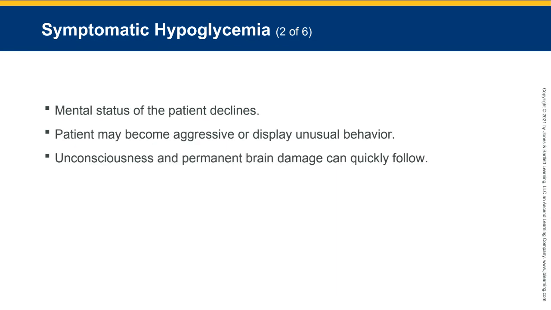Now, still on symptomatic hypoglycemia, they will have mental status changes. The patient can become aggressive or combative or display unusual behavior. They can present as if they're intoxicated. Unconsciousness and permanent brain damage can quickly follow. They are at a high risk for brain damage.